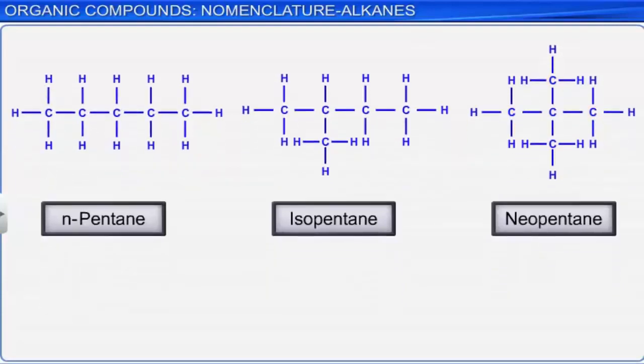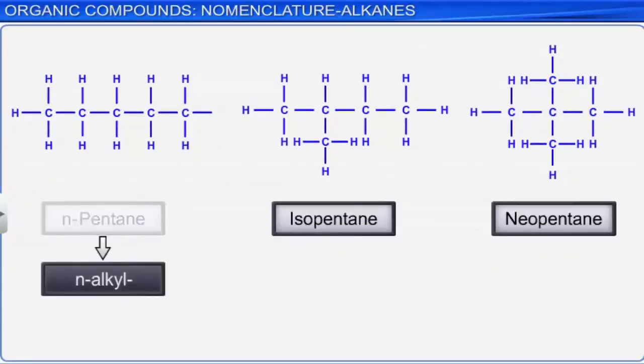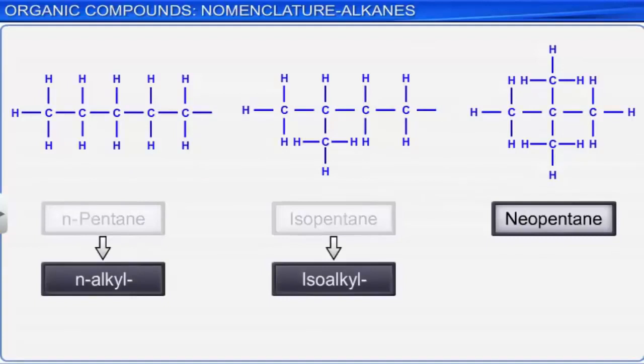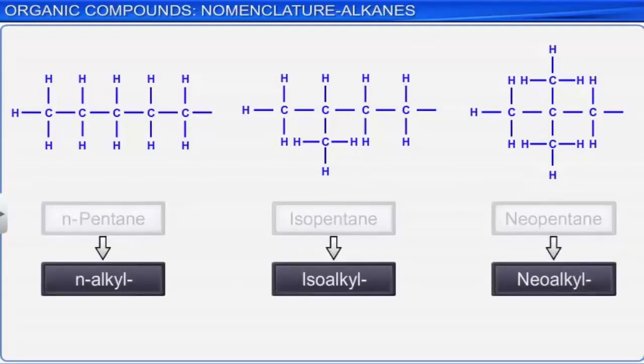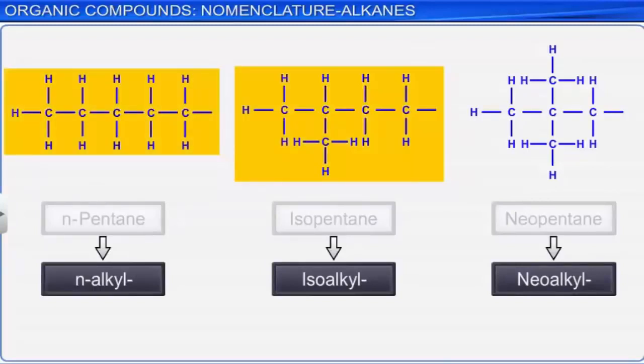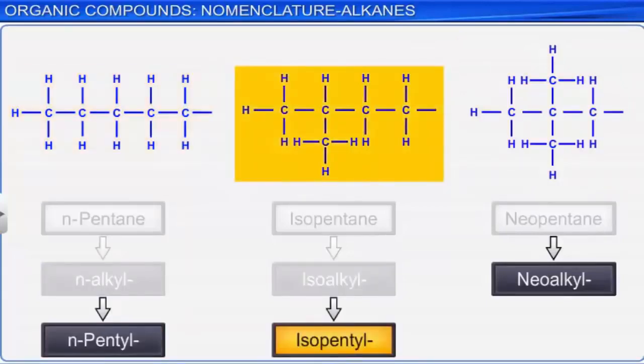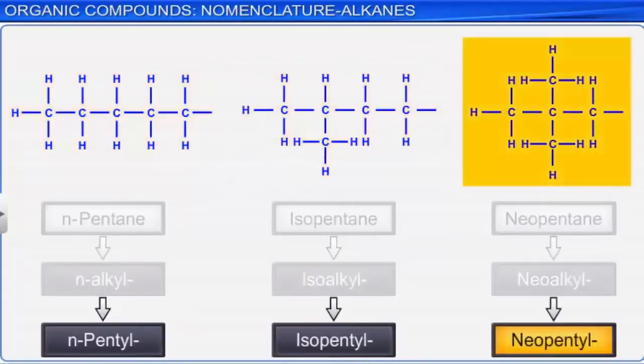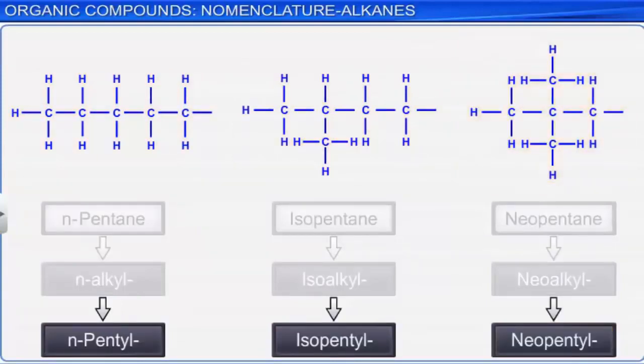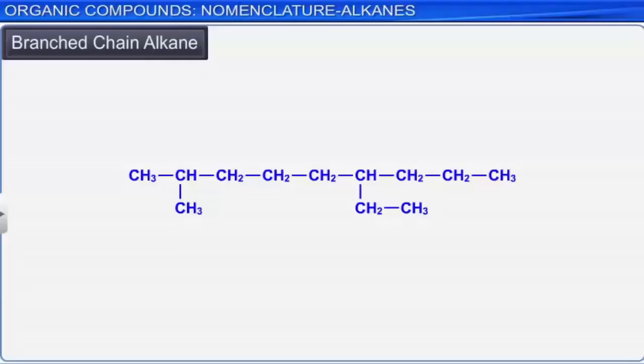The corresponding alkyl groups are named as n-alkyl, isoalkyl, and neoalkyl respectively. Examples of n-alkyl, isoalkyl, and neoalkyl are shown here. They are n-pentyl, isopentyl, and neopentyl respectively. Now let us look at the IUPAC rules to name the branched chain alkanes.